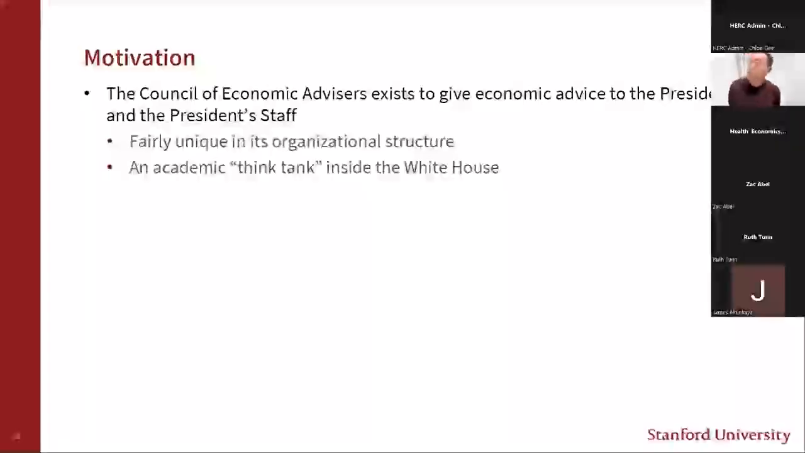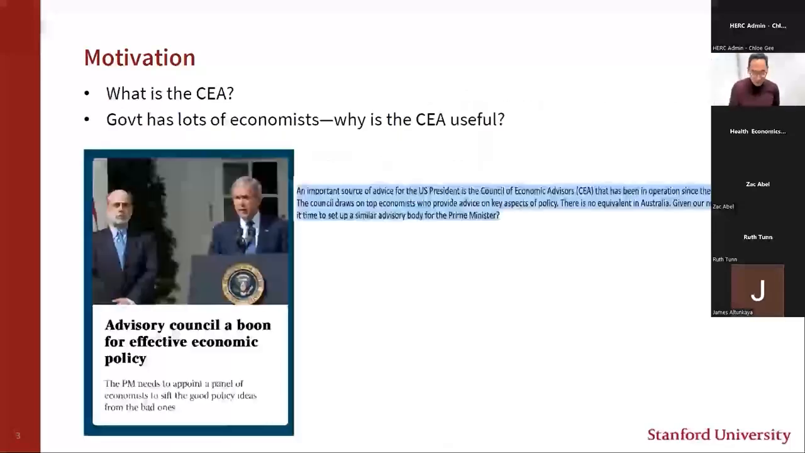Alrighty. So just a quick motivation here. The Council of Economic Advisors, we'll talk about it if people aren't familiar with it, but it's a government agency that exists to give economic advice to the president and the president's staff. I think it's pretty unique in terms of what it is and its organizational structure. Philip and I were talking about it. It doesn't really seem to exist in any other country. It's really an academic think tank inside the White House.